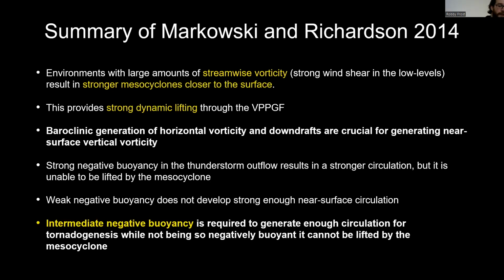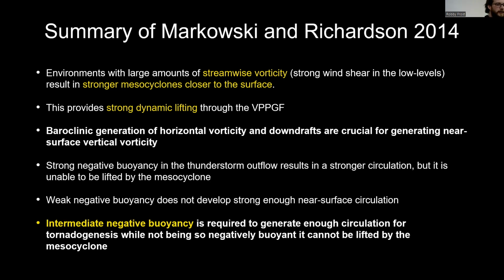So they found environments with large amounts of streamwise vorticity, so strong wind shear in the low levels that is aligned favorably with the storm motion. It results in stronger mesocyclones closer to the surface. So this idea that the stronger your mesocyclone is and the lower to the surface it is, the stronger that pressure perturbation gradient force upward is to lift parcels.